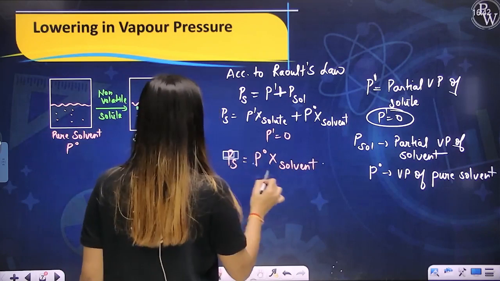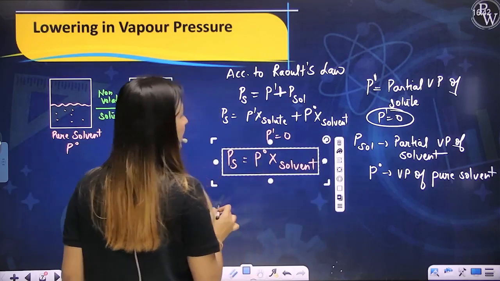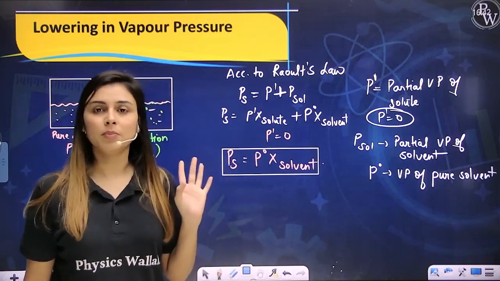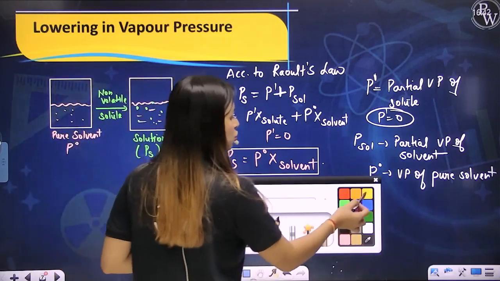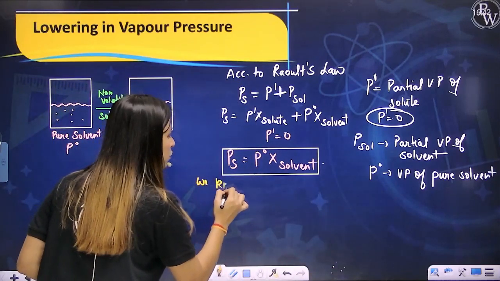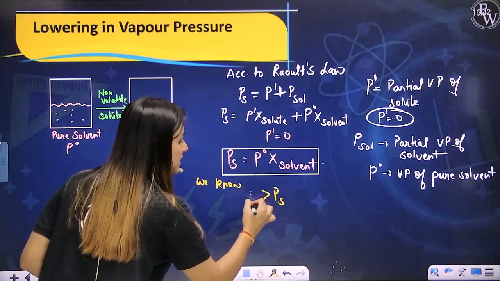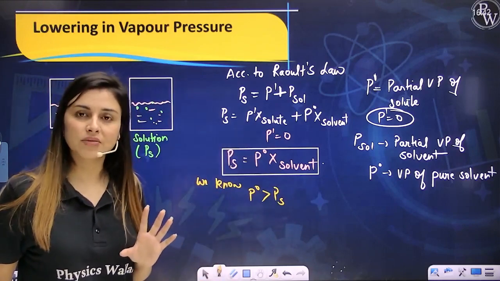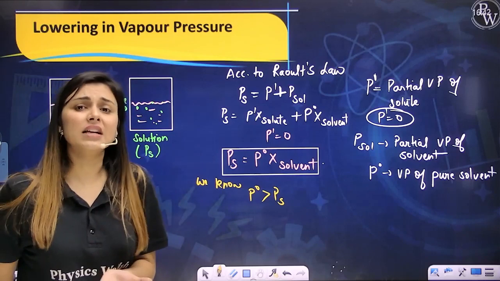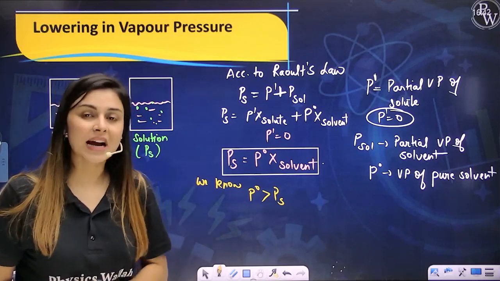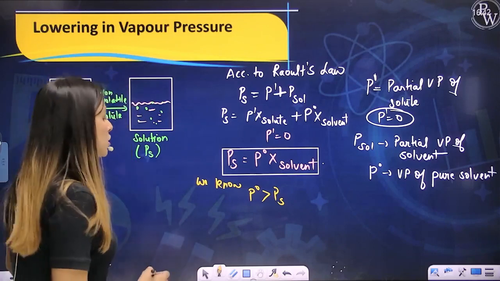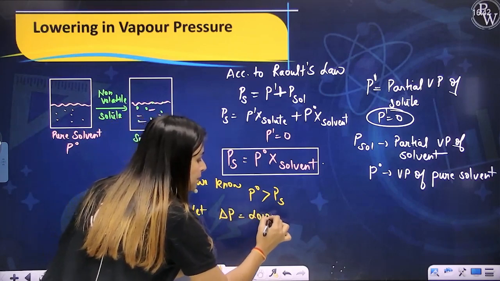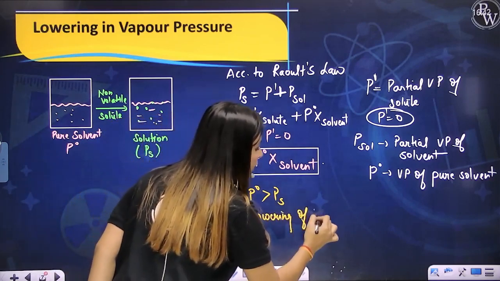This is the first thing that we calculated, and we don't have any issue till here because we have done this previously also. Also, my dear students, we know that PS is less than P naught. The vapor pressure of the solution is less than the pure solvent's vapor pressure. If I ask how much less it is, that is known as lowering of vapor pressure. So let delta P be equal to the lowering of vapor pressure.